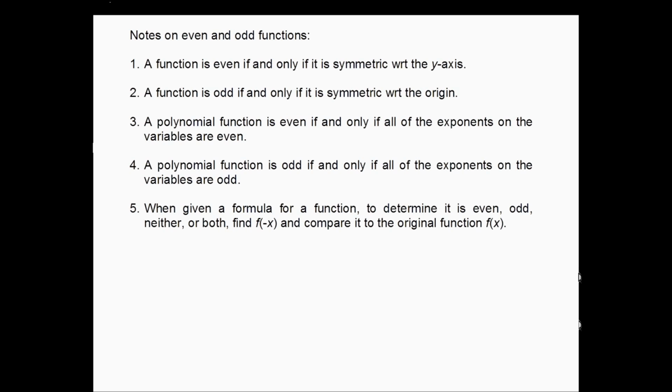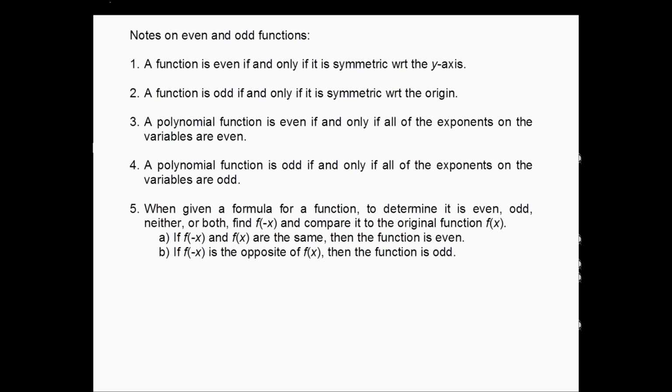Number five, when given a formula for a function to determine if it is even, odd, neither or both, find f of minus x and compare it to the original function. So you always evaluate f of negative x when you're asked about even, odd, neither or both. Part A, if f of negative x and f of x are the same, then the function is even. If f of negative x is the opposite of f of x, meaning all the signs changed, then the function is odd.